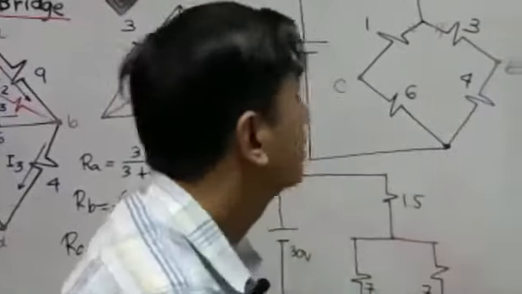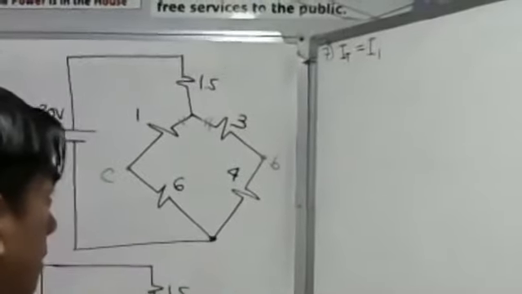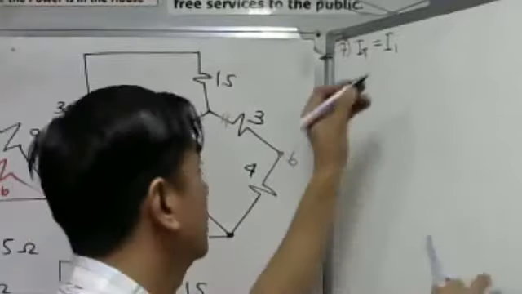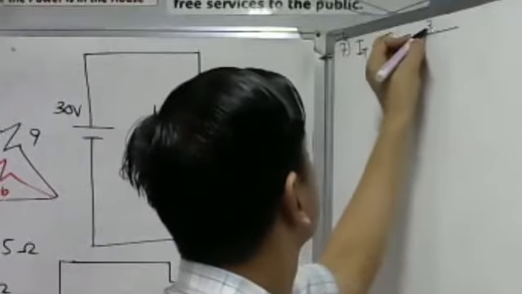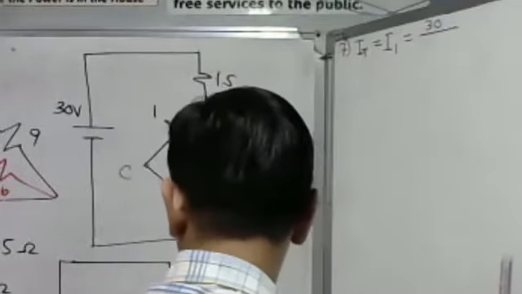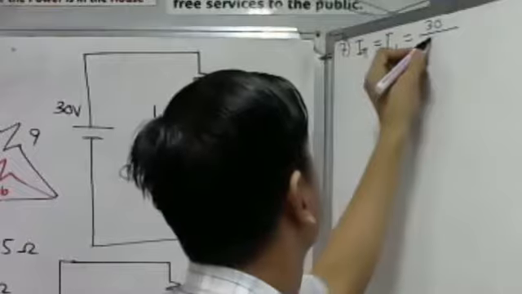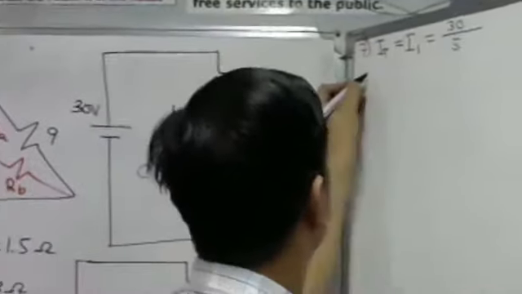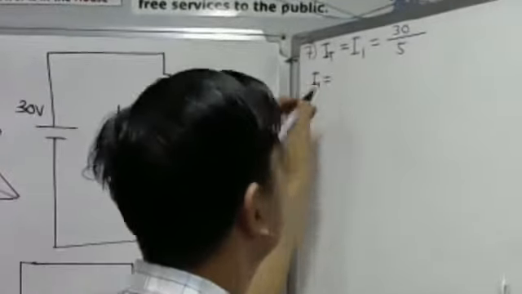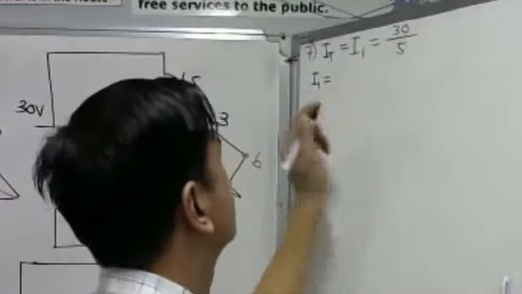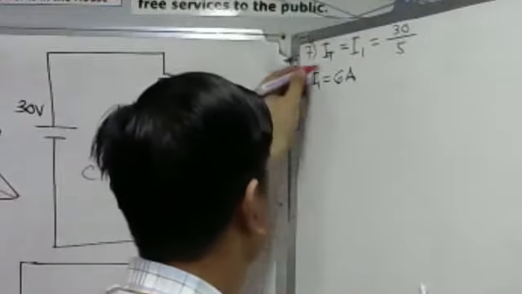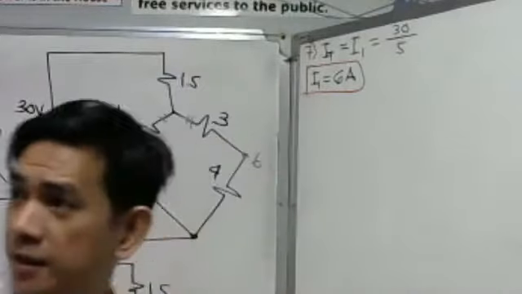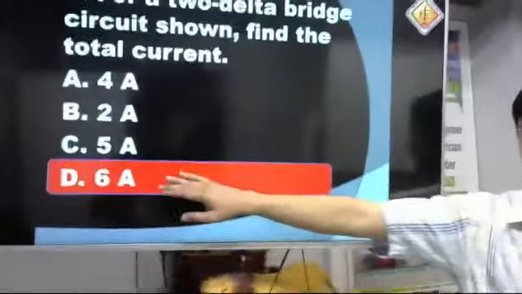Now, so we have here our I sub 1, which is equal to what? Simply by Ohm's law. So we have here 30 volts, okay? Then divided by the total resistance, which is 5. So therefore, our I sub 1 is simply equal to 6 amperes. 6 amperes. Okay? So that is letter, there you are. Okay? Letter D.